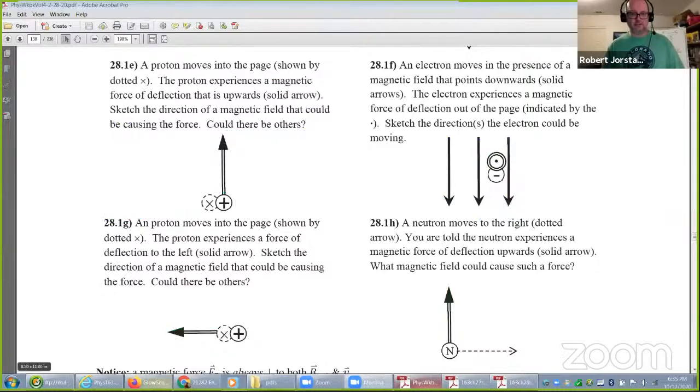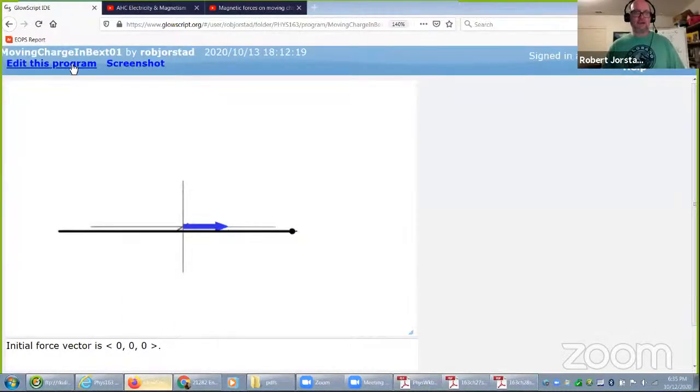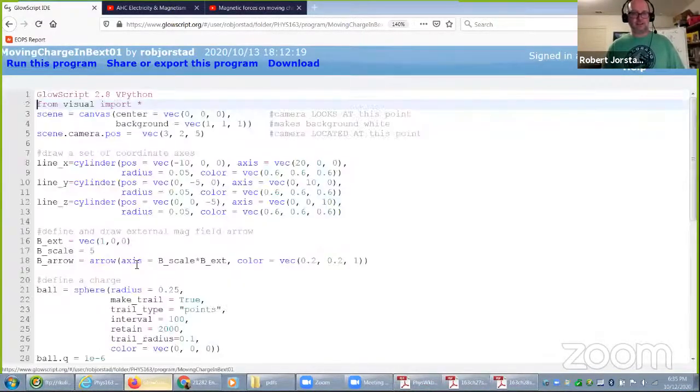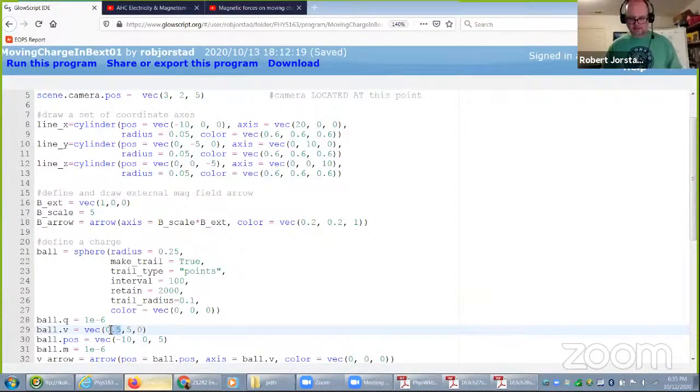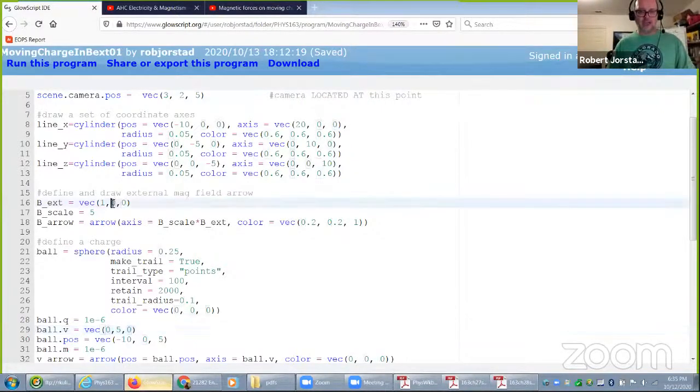So let me show you something else here. If I go back into here and edit this program, you could be saying, well, what if I just add a component? So initially, let's go back to our initial setup. Let's say this is 5 and this is 0. And now if I add in a component in the J hat, what's going to happen? What do you think? Is it going to be different or not?